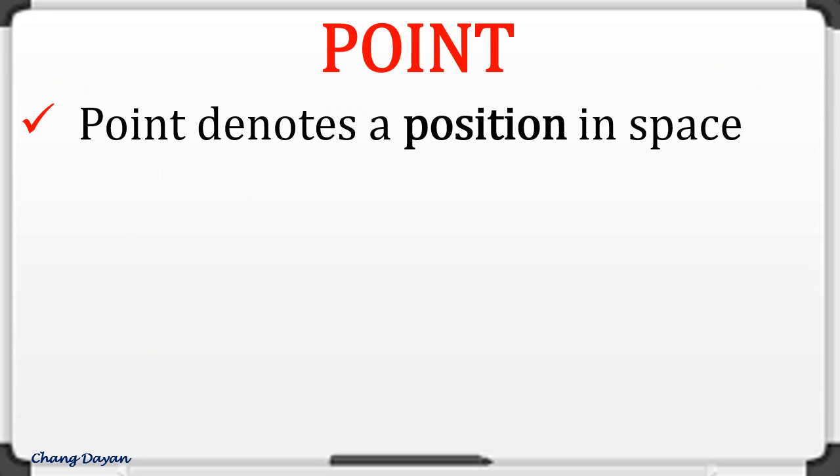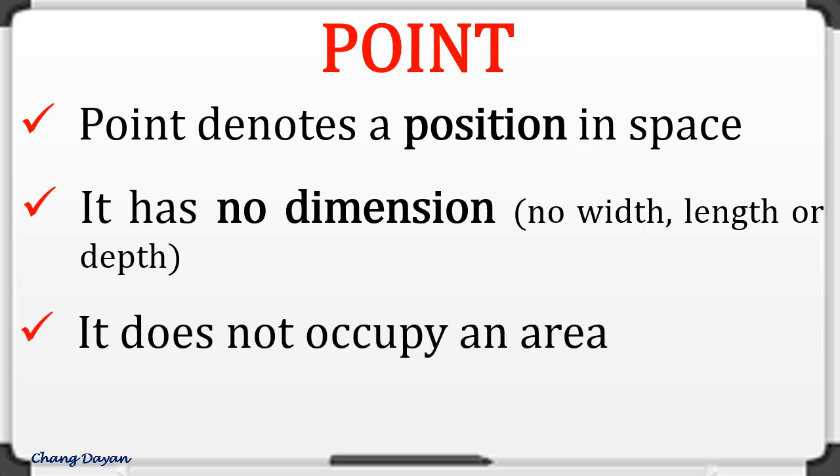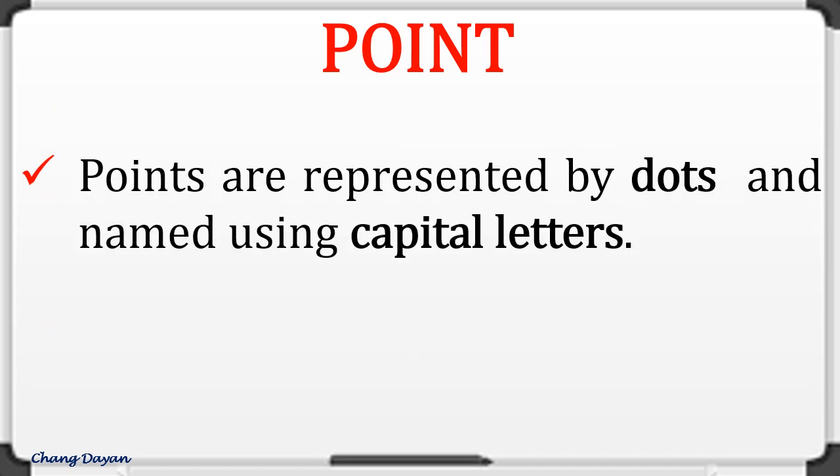Let's define each. So when you say point, it denotes a position in space. It has no dimension, no width, no length, or no depth. It does not occupy an area since there is no dimension. Also, points are represented by dots and named using capital letters.